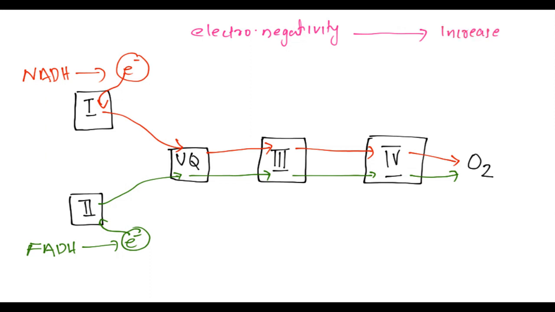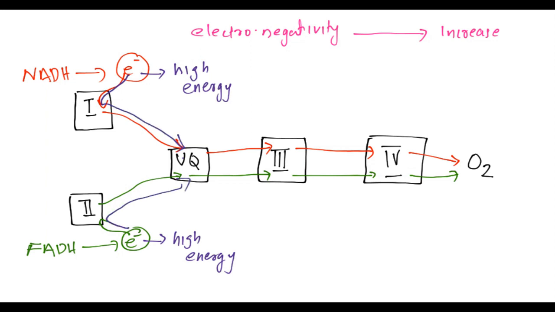So you know that the electronegativity increases towards the end, and the most electronegative thing will be oxygen and the least electronegative will be complex 1 and complex 2. So you have to know what will happen to that electron. The electrons reaching the first and second complexes are high energy electrons. When the electron is transmitted from 1 to ubiquinone and from 2 to ubiquinone, what will happen to the energy of that electron? You have to know that the energy of the electron is released.